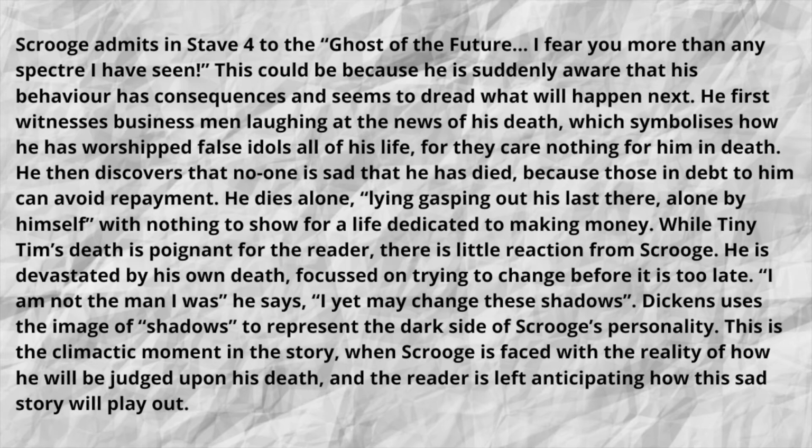Dickens uses the image of shadows to represent the dark side of Scrooge's personality. This is the climactic moment in the story, when Scrooge is faced with the reality of how he will be judged upon his death, and the reader is left anticipating how this sad story will play out. In this paragraph, I've tried to step back a little and look at the symbolism of Stave 4 and what it teaches Scrooge about his behaviour. I've mentioned the narrative structure and how this affects the reader.